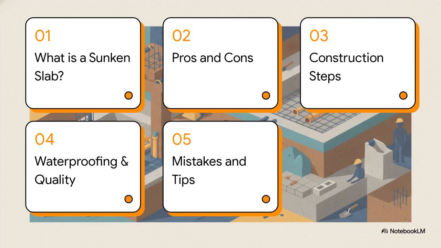We've got a great roadmap today broken down into 5 quick sections. First up, what exactly is a sunken slab? Second, the pros and cons. Third, the key construction steps. Fourth, waterproofing and quality checks. And finally, common site mistakes and expert tips to avoid them.